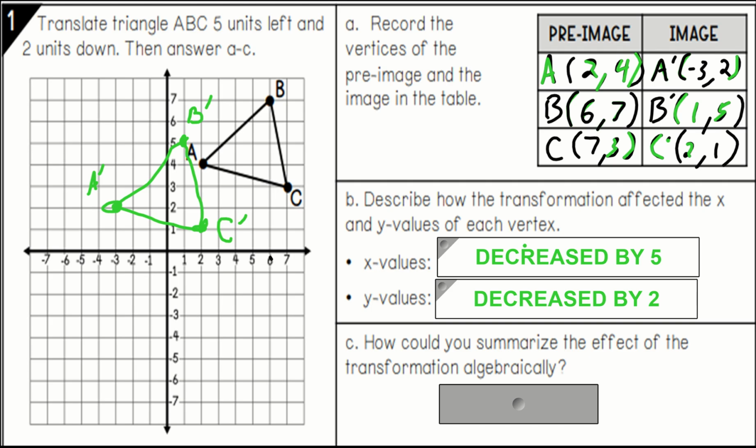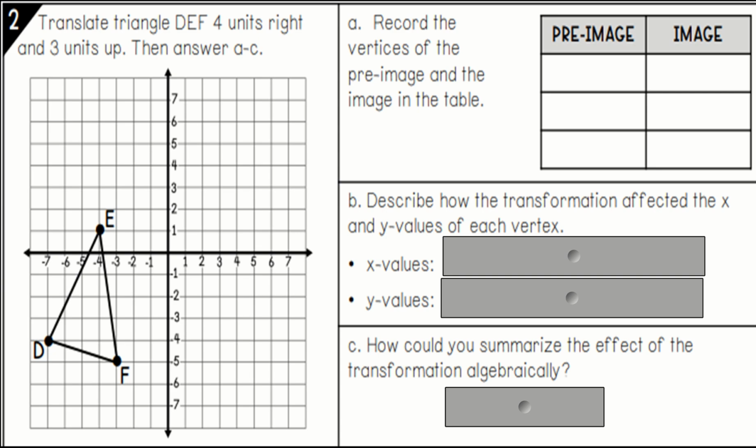Now this part C here, we don't have to do as much. But when they talk about it being shown algebraically, this is what they're talking about. You can see in the parentheses like an ordered pair, it's got x minus 5 because we decreased the x value by 5, and it's got y minus 2. Any questions on that? Y'all give number 2 here a try. We have to translate triangle DEF 4 units right, 3 units up.